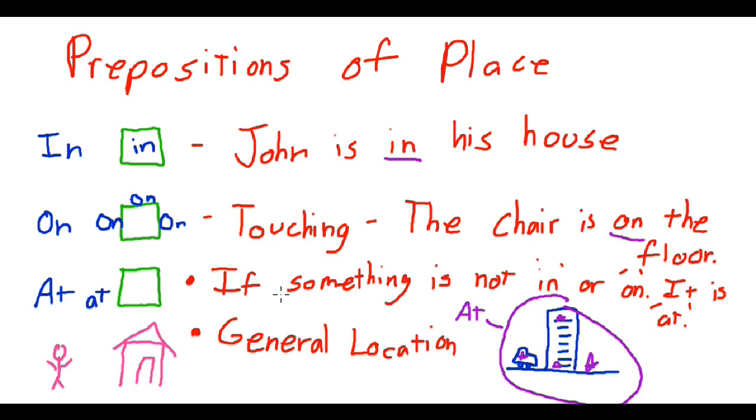And at, if it's not in or on, it's at. Okay, so like this person in the house, he's not in the house, he's not on the house, so he's at the house. And we also use it for general location. Okay, so like I said, if somebody calls you and they say, "Where are you?" You can say, "I am at the building." Because you could be inside, on the top floor, outside, maybe in your car kind of next to the building. But for that general location, that general area of the building, we would say at.